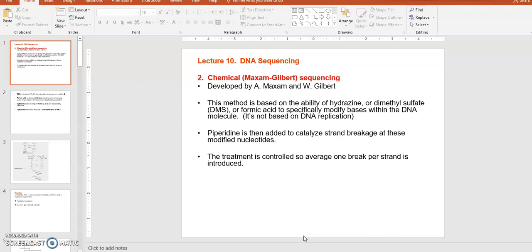That's been the main sequencing method used for about 30-40 years. When I was a graduate student, that was the sequencing method I used. I spent a lot of time on it, so I got used to it.